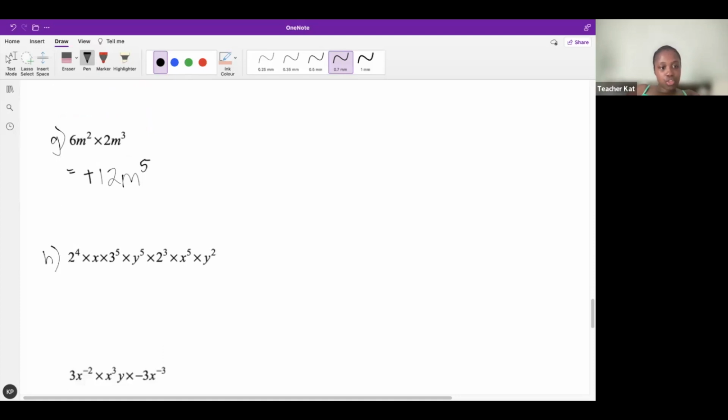Next is H. Okay. Now we have 2s and 3s and 5s and X's and Y's. I am going to start with which bases do we have? I'm going to start highlighting the bases first. What are the different bases that we have in this case? Give me one of the bases so I can highlight them. X. Okay, we have an X over there and over there. Next, a Y over there and over there.